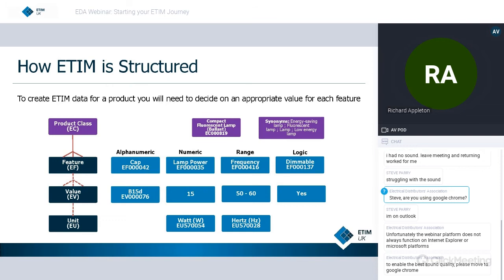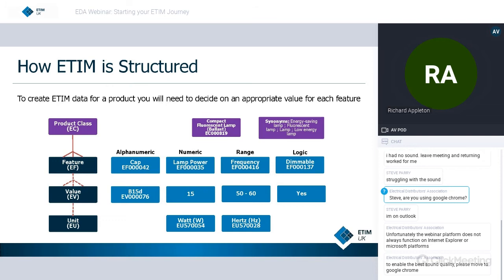The second type of feature is a numeric feature, in this case lamp power as our example, and in the case of a numeric feature, the value that you will assign will be a number, and it could be any number. You can put in whatever you want. Possibly the numeric feature will be associated with a unit. So in this case, our lamp power 15 is associated with watts, so we're saying 15 watts.